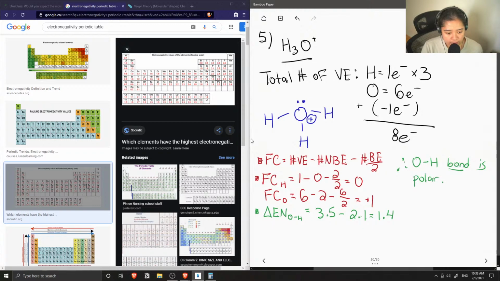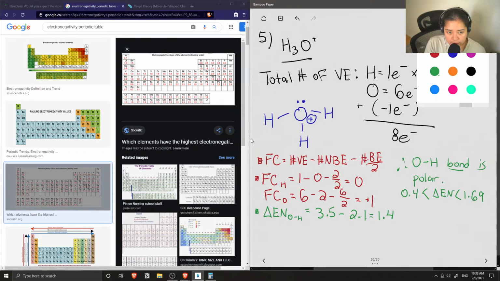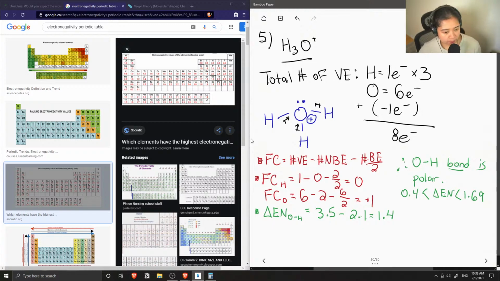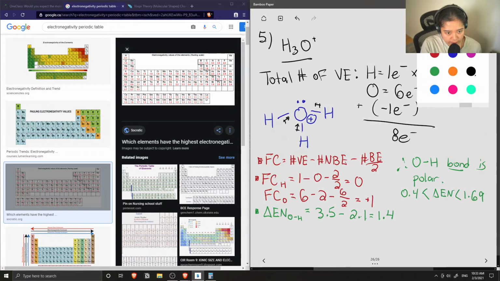And this is since our electronegativity difference is greater than 0.4, but it's less than 1.69. So therefore, we have a polar bond. So if we were to draw little dipole moments, they would be pointed towards our more electronegative oxygen. And also, we have a lone pair on our structure as well.